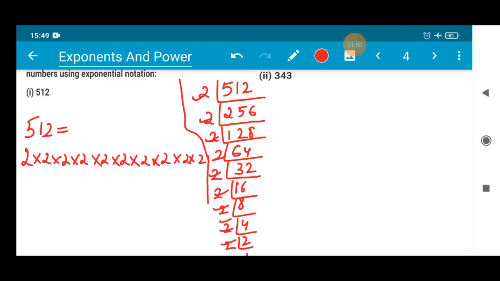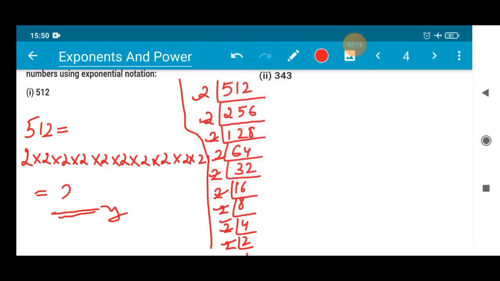Let me draw a line here so that you will not get confused. In your question number 2, you count how many times 2 is repeated, and the power will be that only. How many times is 2 repeated? 10 times, so 2 to the power 10 is the exponential notation of 512. Okay, extremely sorry, here it will not be 2 to the power 10, it will be 2 to the power 9.